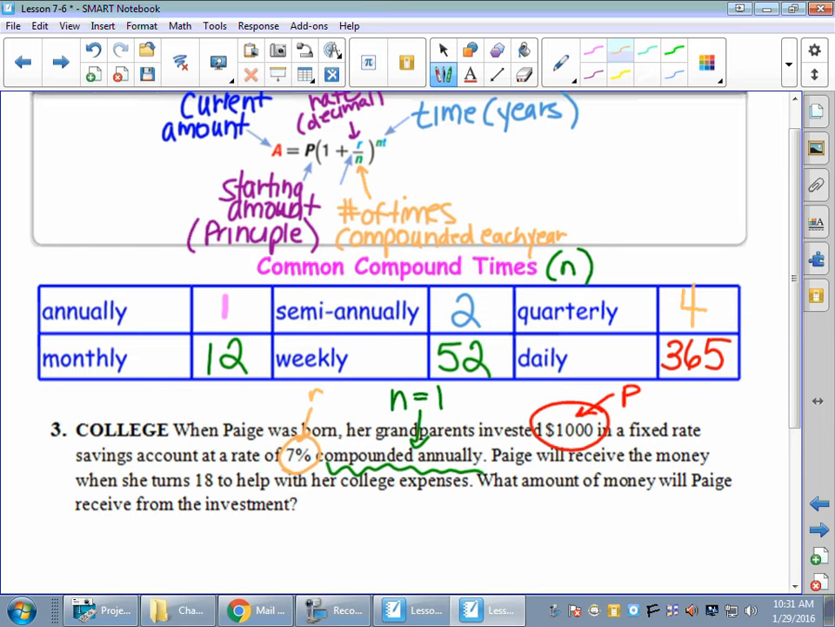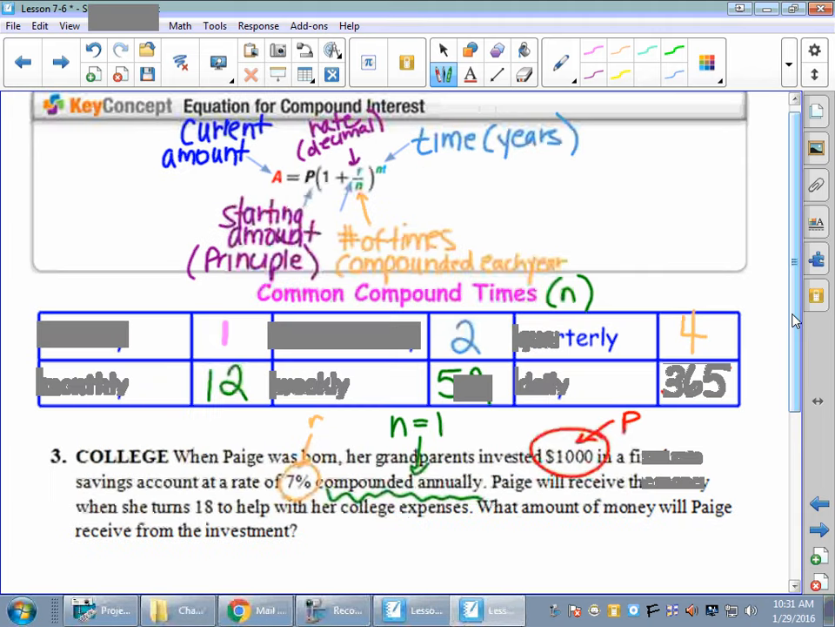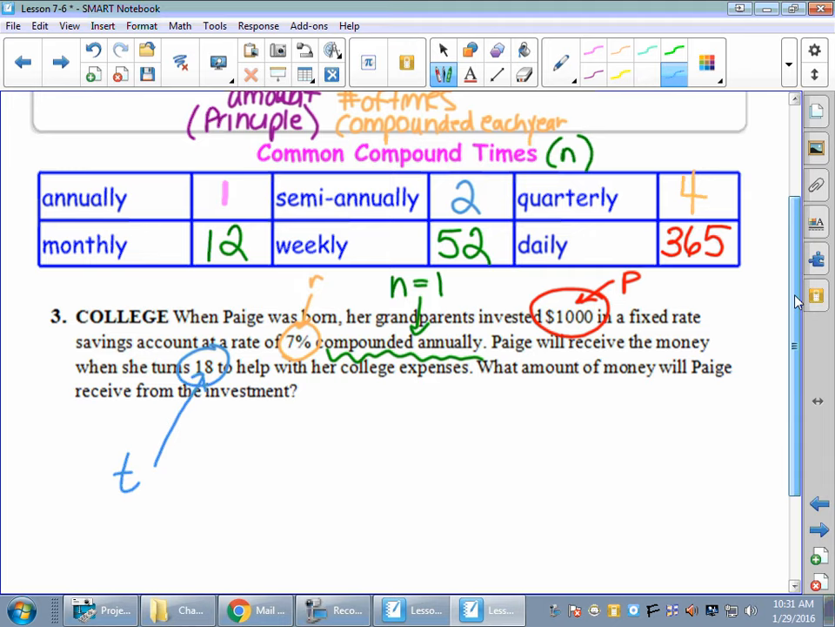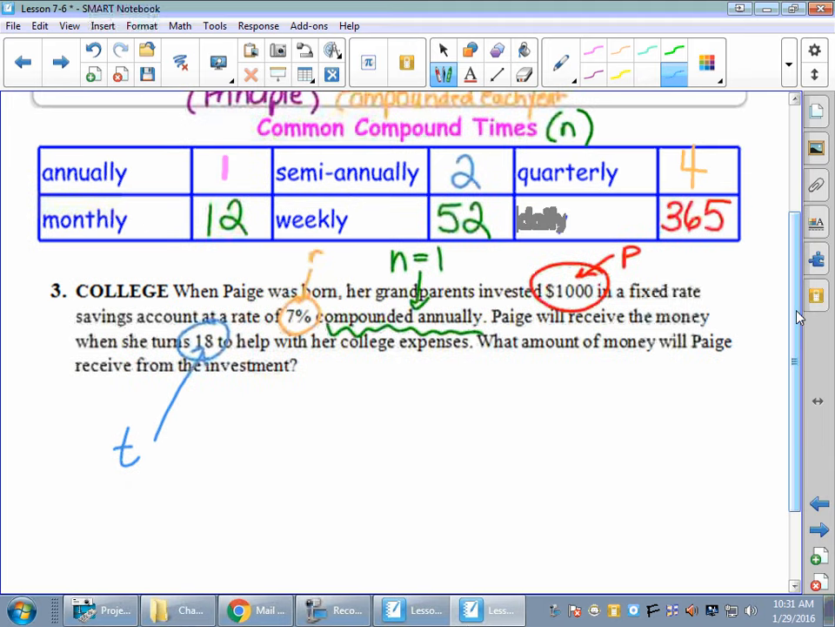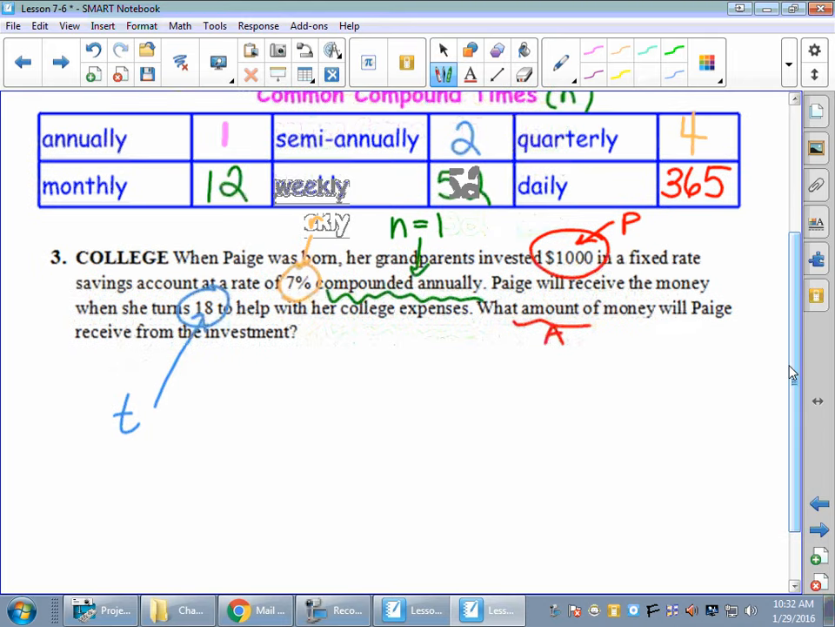She will receive the money when she turns 18. So if they invested that money when she was born, she gets the money when she's 18. How long is that money sitting in the bank? Time is 18 years, right? So I'm actually giving you the time. I didn't split it up this time, but we're going to do the same thing. We're going to set up the equation. We need to see the equation so that we actually know what you're setting up. So if it asks for what amount of money will she receive, we're looking for A, or the current amount when she is 18.